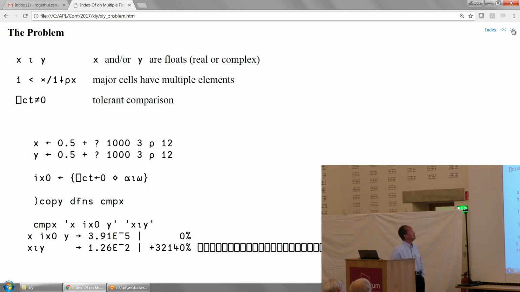So the problem is to find x index of y, where x and or y are floats, meaning real or complex, and the major cells have more than one element. So in other words, x can be a matrix, or a three-dimensional array, or n-dimensional array. And in the case of matrices, I would be finding the occurrences of rows of y in rows of x. And the comparison tolerance is not 0. In other words, we're not using exact comparisons here.